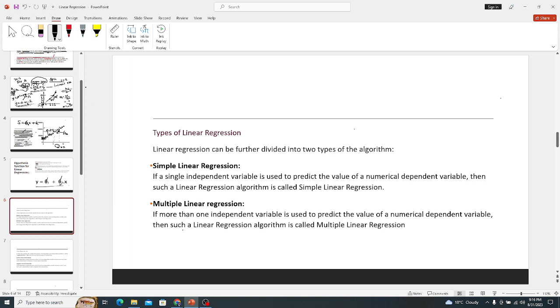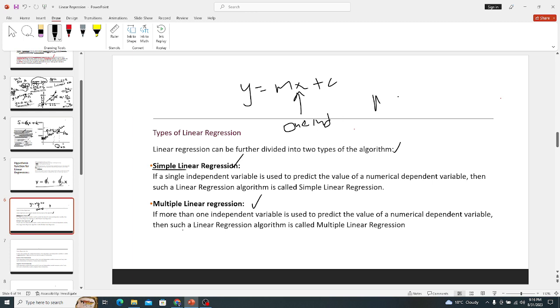Good. Let's go to types of linear regression. Linear regression can be further divided into two types. We have simple linear regression, which I had already talked about, and also multiple linear regression. Simple linear regression is like this one, that is mx plus c. We only have one independent variable. If we have one independent variable, then we are talking about simple linear regression.